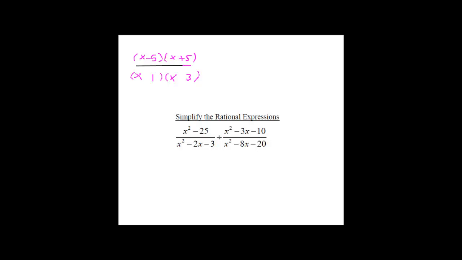And then in order to get a minus 2x here, we have to have minus 3 and plus 1 here. That's correct. Now, Sunit, what do we have to do for this division?